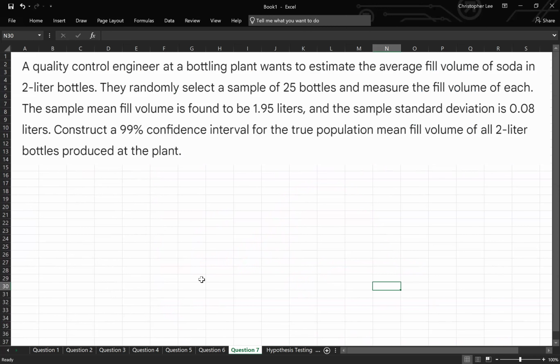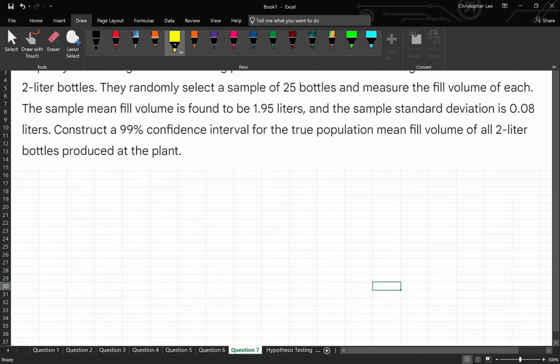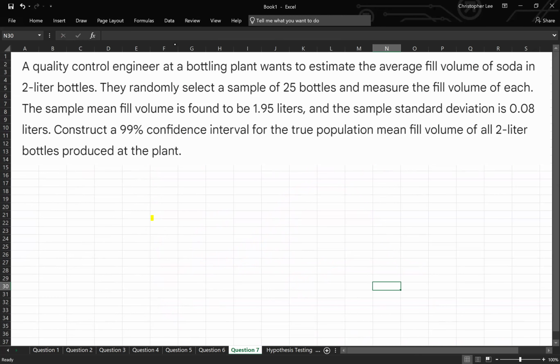Let's go to question 7. This is our confidence interval question. So a quality control engineer, one second, let me get my highlighter. Okay. A quality control engineer at a bottling plant wants to estimate the average fill volume of soda in their 2-liter bottles. They randomly select a sample of 25 bottles and measure the fill volume in each. The sample mean fill volume is found to be 1.95 liters.